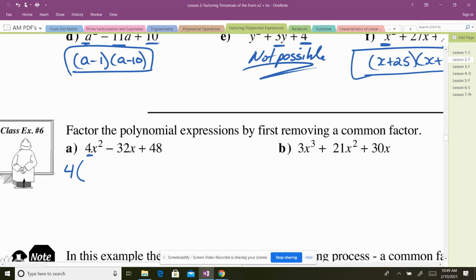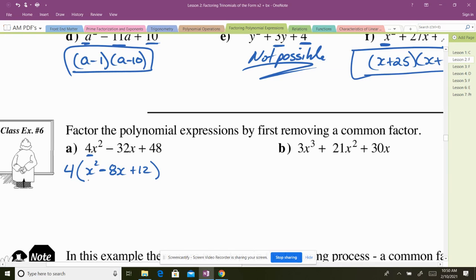What's left in the brackets? x squared, right? Because you're dividing by 4. What's 32 divided by 4? 8, thank you. So 8x. 48 divided by 4 is? 12. Okay, you can always check by putting the 4 back in to see if you get it.